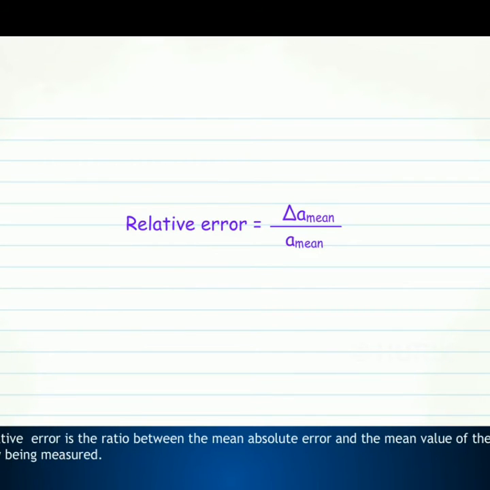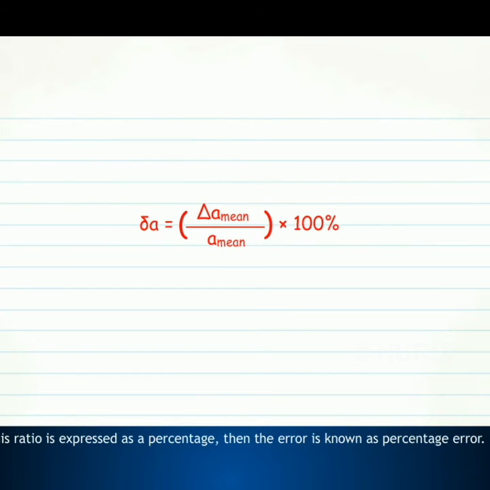The relative error is the ratio between the mean absolute error and the mean value of the quantity being measured. When this ratio is expressed as a percentage, then the error is known as percentage error.